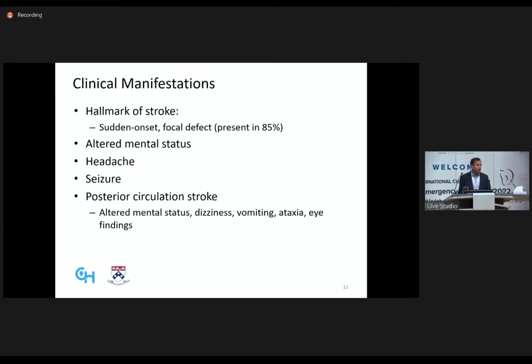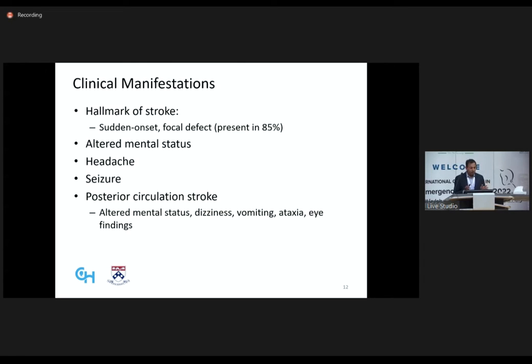The other possible manifestations: altered mental status, sudden onset severe headache. Everybody has heard about it, hemorrhagic stroke can present with a sudden severe headache. Seizure sometimes can be a manifestation of stroke.